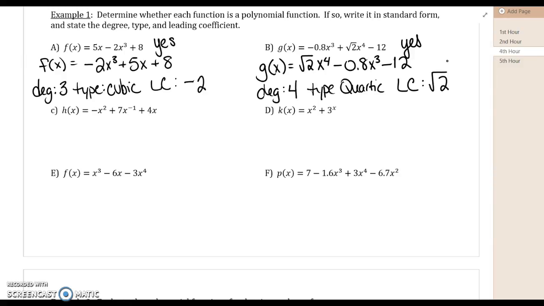All right, try C, D, and E on your own. We're going to skip F because I don't think you're going to need it. Remember that the f of x, g of x, h of x, k of x, whatever, those are just labels saying which function is which. C is not a polynomial. Why is it not a polynomial? Negative exponent.